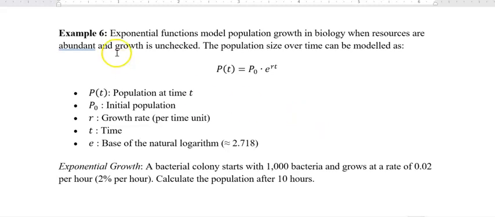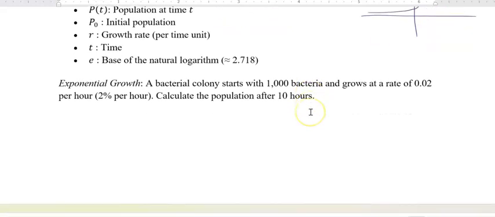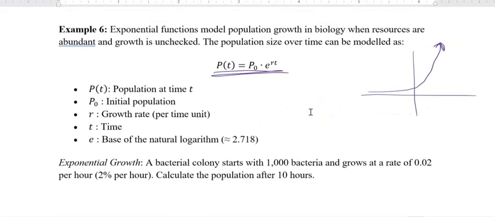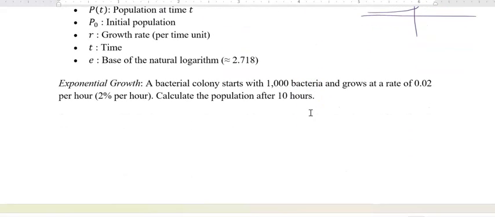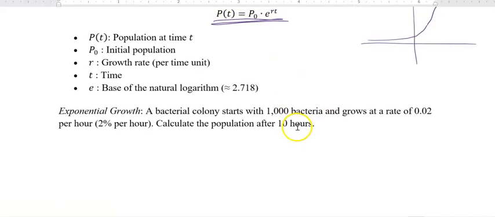Here's another example. Population growth in biology when resources are abundant and growth is unchecked. That means you have exponential growth, right? Just like those functions we looked at before, it grows very quickly. If that's the case, the population size over time can be modeled with that same model as compound interest compounded continuously. Okay, so hopefully that makes sense. The problems are pretty easy when you do them. Anytime you're given a formula, you just got to plug stuff in, and it's pretty straightforward.